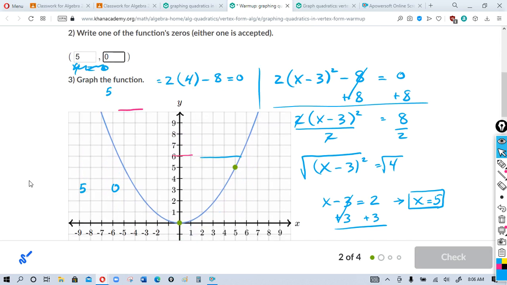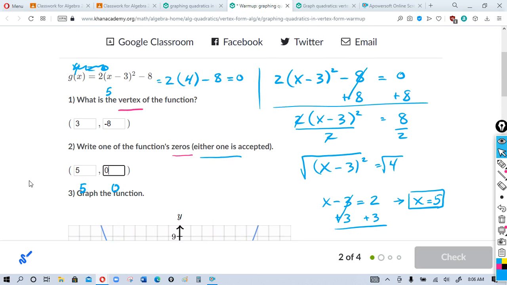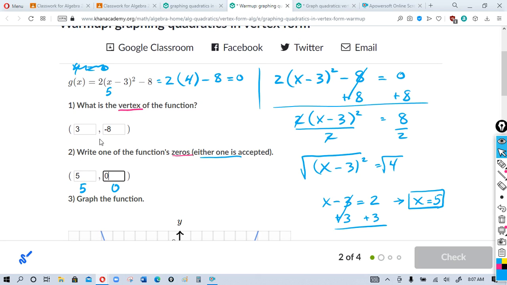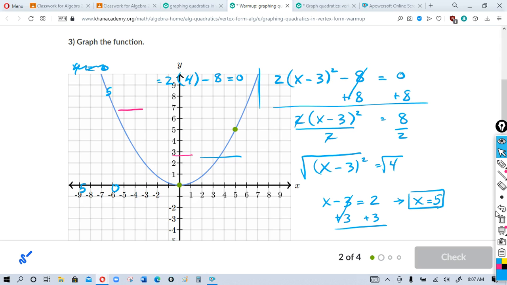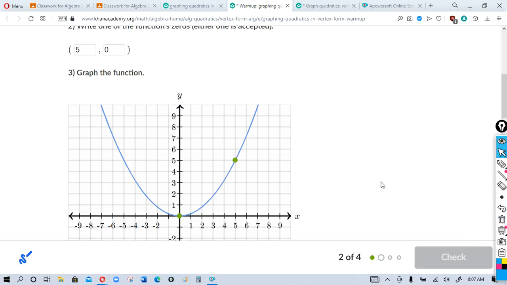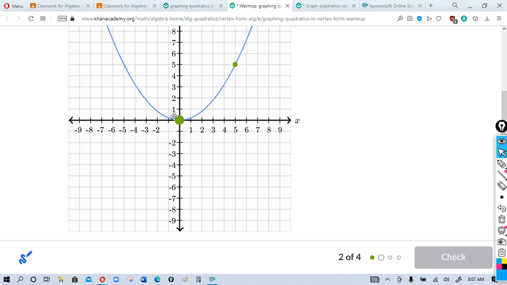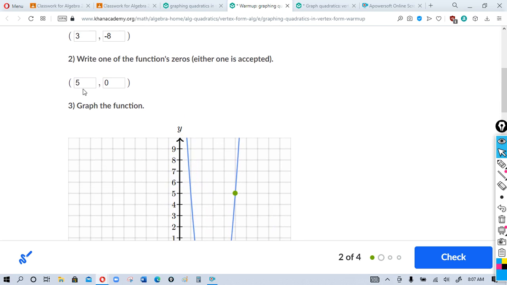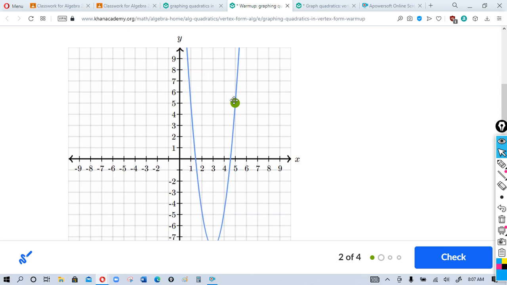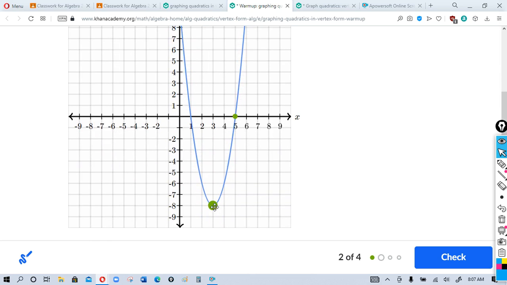Okay, and finally, they want us to graph the function, but now the graph is easy because we have 2 points. All right, the vertex is 3, -8, so let's do that first. All right, we can delete all this stuff now because we have our 2 points. The vertex is 3, -8, so go to x equals 3 and y equals -8. Just like that. All right, and the second point, x equals 5, y equals 0. So that's it. We have the vertex and we got one of the zeros. Okay, the other 0 is actually right here. All right, but they said they only wanted one of them.